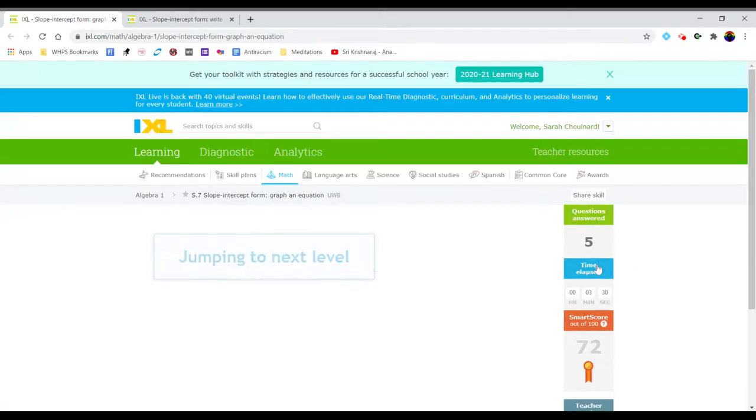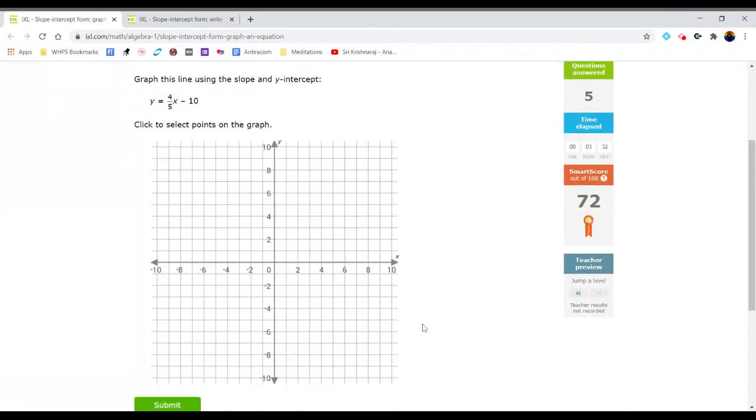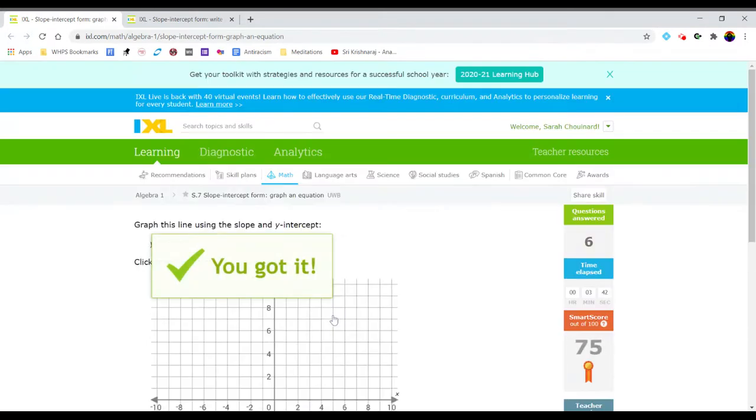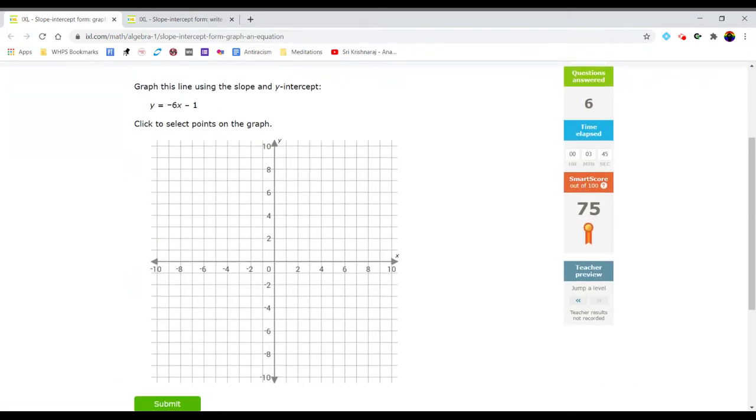Let's jump a level. So for this one, I'm going to start at -10 and I'm going to go up 4 units to the right 5 units. And one last one. I'm going to start at -1 because that's my y-intercept, and then my slope is -6. Again, when it's not written as a fraction, imagine that it's over 1. So that tells me I'm going to go down 6 units and to the right 1 unit. So -6 tells me to go down 6 and to the right 1.